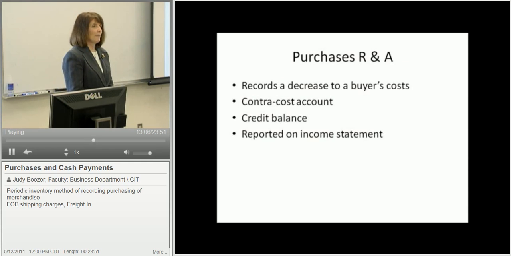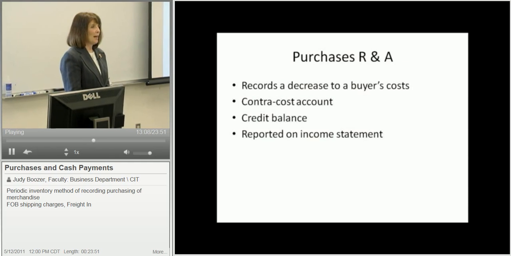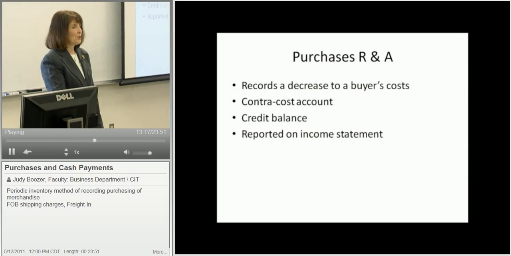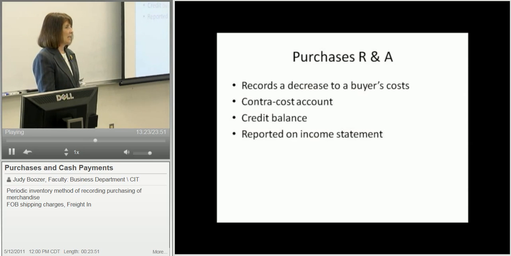And again, the contra account, purchases return and allowance, always abbreviated purchases R&A, is a contra cost account. It therefore has a credit balance. And again, it's reported on the income statement.